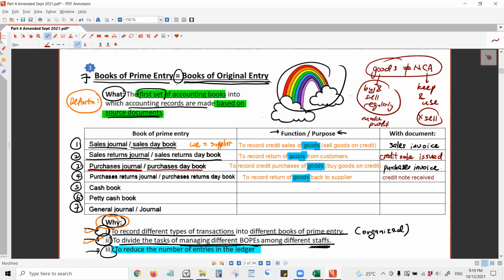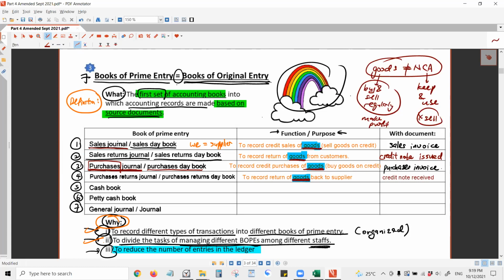So maybe you could be thinking, buy, right? Why don't we choose the purchases journal, since purchases means buy? No. The purchases journal has its specific function. It is to record credit purchases of goods only, not NCA. It's also a common misunderstanding among students. They think that when you buy things, you can record them into the purchases journal, and when you sell things, you can record them into the sales journal. No. It must be goods.